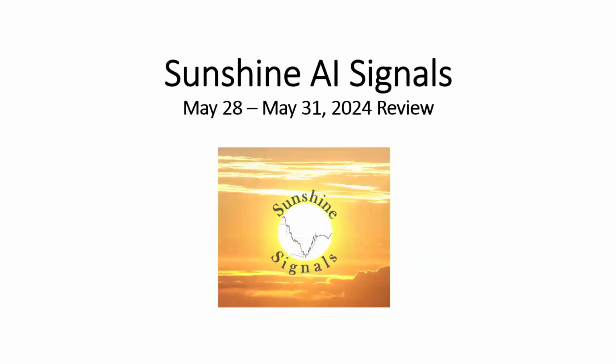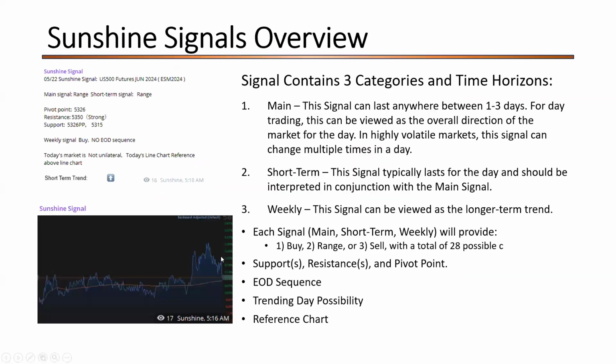As a brief review, Sunshine Signals provides 3 signals daily: main signal, short-term signal, and the weekly signal. Each one will show a buy, range, or sell. In addition, Sunshine Signals will provide support, resistance, and a pivot point which acts as a bull-bear line for the day. Sometimes an EOD sequence will appear, but not always.